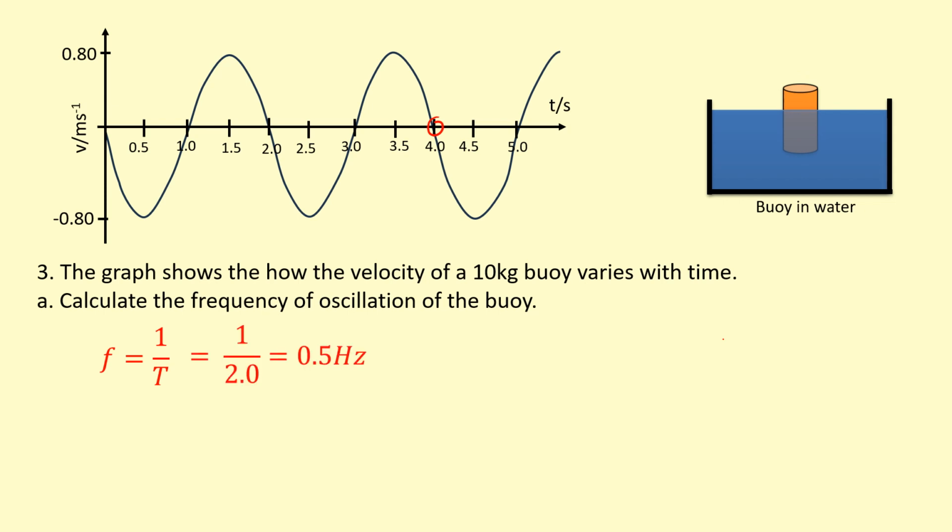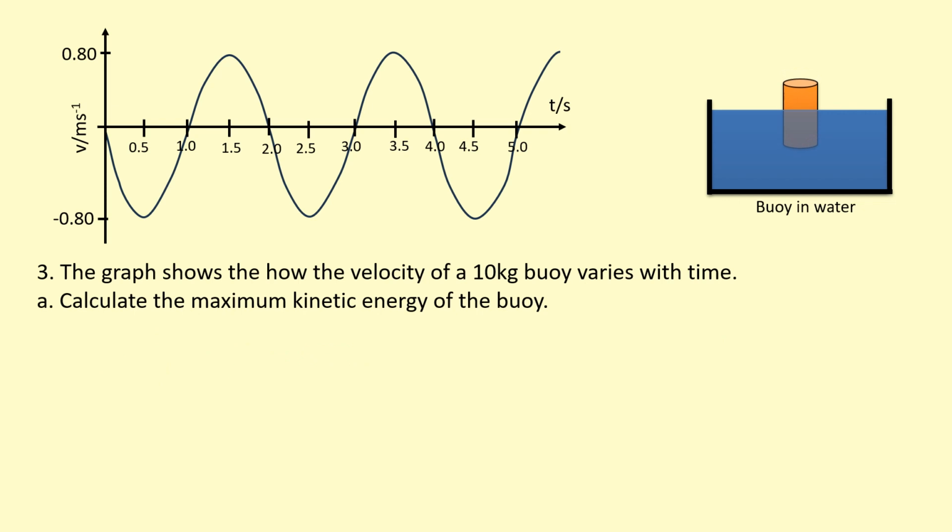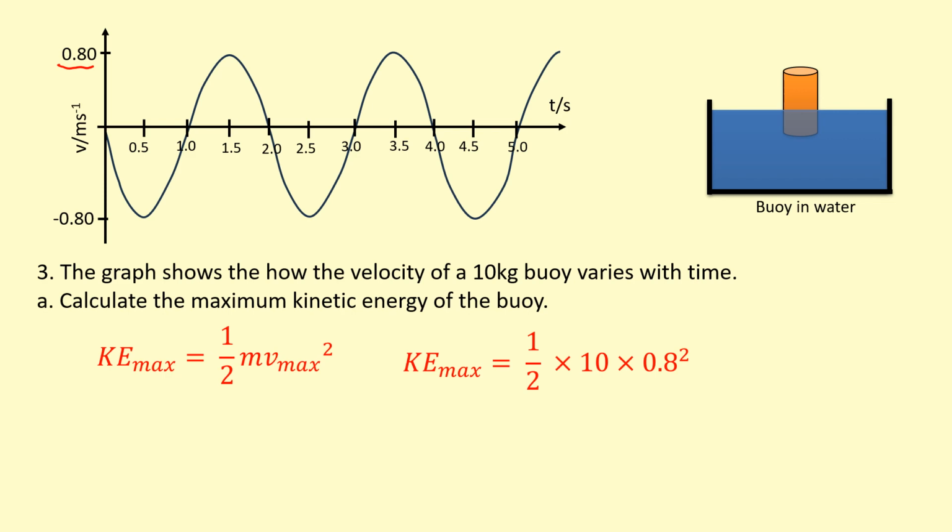Okay, now we're asked to calculate the maximum kinetic energy of the buoy. So it's maximum when it's going through the equilibrium, and we can find it using the equation half mv squared. We've got the mass. Where do we get the maximum velocity from? Well, the graph is a velocity time graph, so you just find the maximum by reading the amplitude. So the maximum speed is 0.8. Okay, so if we put that into the equation, half times mass times 0.8 squared, you get 3.2 joules.